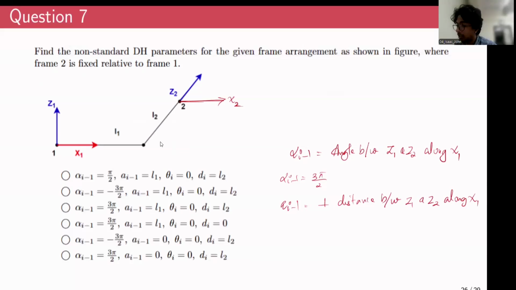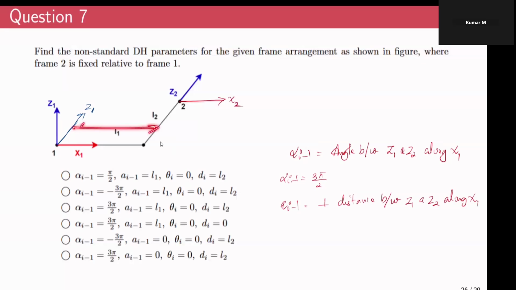Okay, I'll do it in one more step. Once you have rotated by 3 pi by 2, your Z1 would look something like this. This is Z1. And now the perpendicular distance would be this one, measured along X1. So L1, yes, that is L1. So a i minus 1 would be L1.